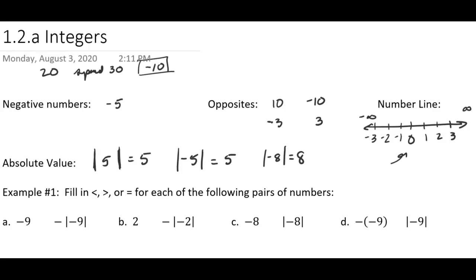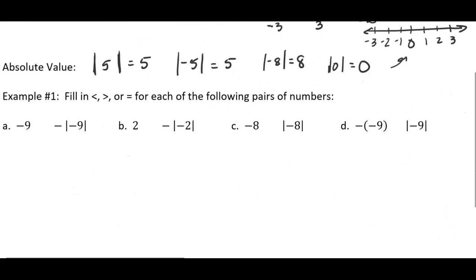So sometimes we think of it kind of as making the number positive. It's really referring to distance, how far away from 0 you are. What's the absolute value of 0, do you think? It's 0. 0 is not considered positive or negative. It's just 0. Okay, so let's do a little bit of work here on this example 1.